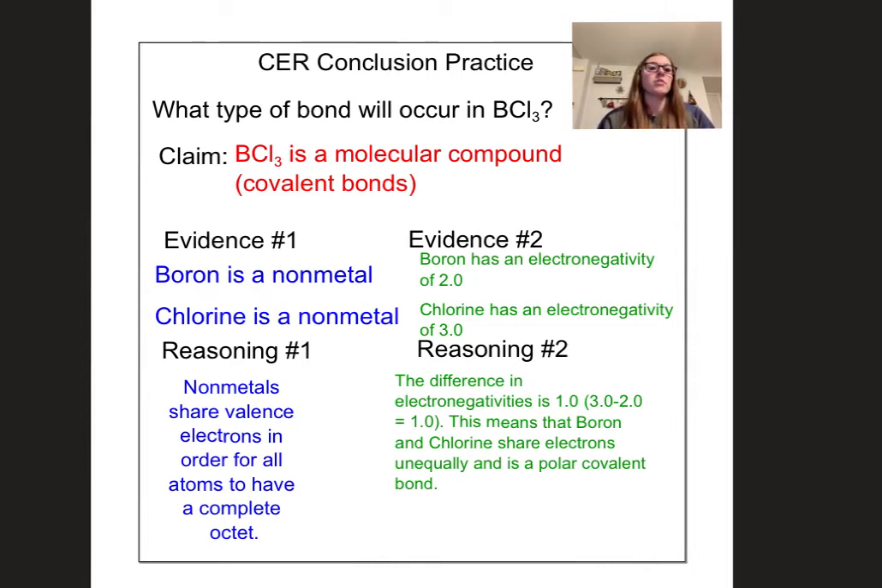Nonmetals share valence electrons in order for all atoms to have a complete octet. Boron has an electronegativity of 2.0, and chlorine has an electronegativity of 3.0. The difference in electronegativities is 1. This means that boron and chlorine share electrons unequally and is a polar covalent bond.